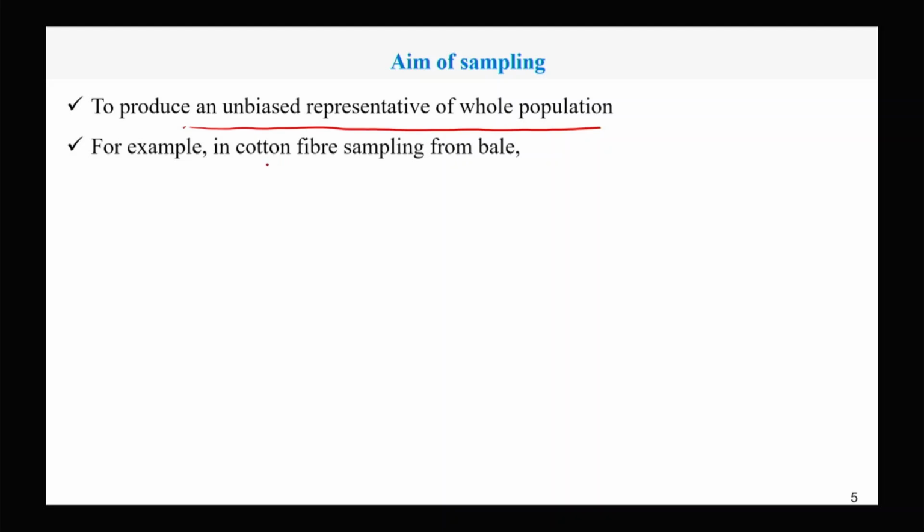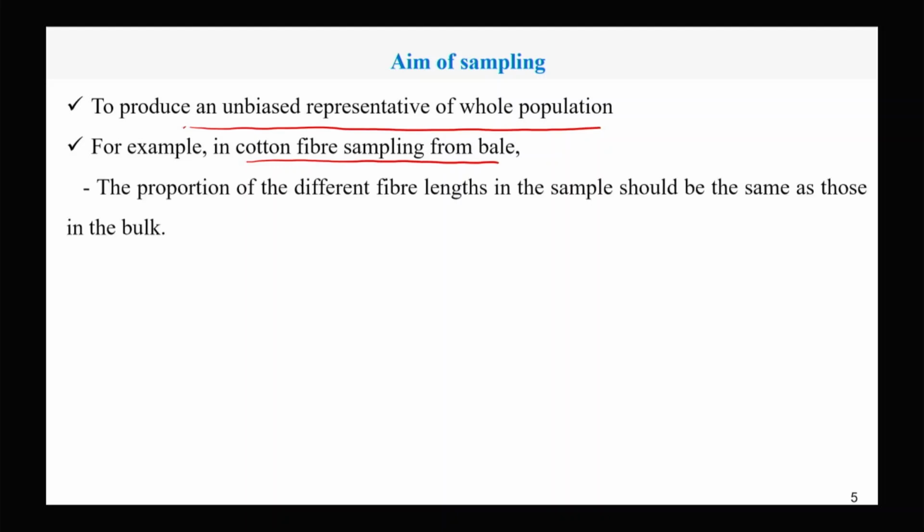For example, if we try to take cotton fiber sampling from the bale, the proportion of different fibers, fibers of different length, maybe different maturity, different color, are mixed in a bale. So in the bale there may be a different proportion. You will find the fibers are of different characteristics. On one side it's a longer fiber, somewhere you will find shorter fibers. So we have to be very careful in selecting the fibers from the bale.